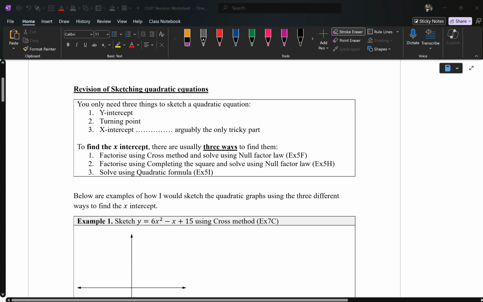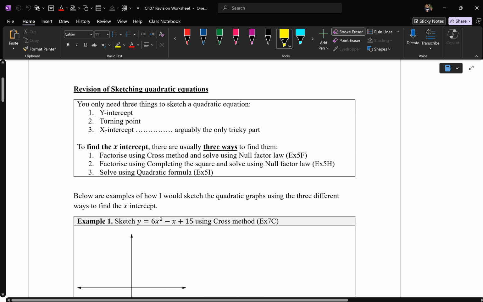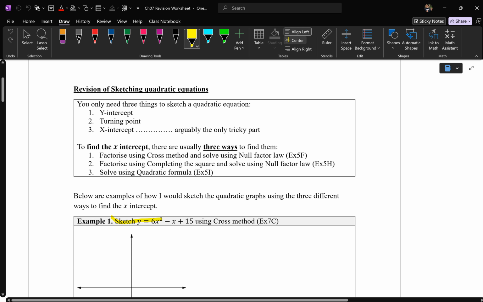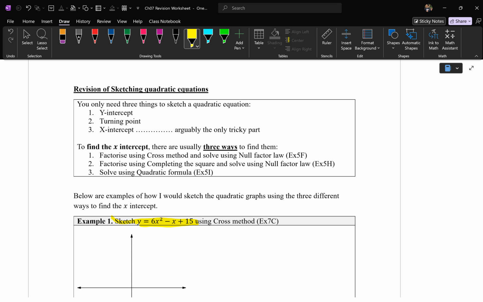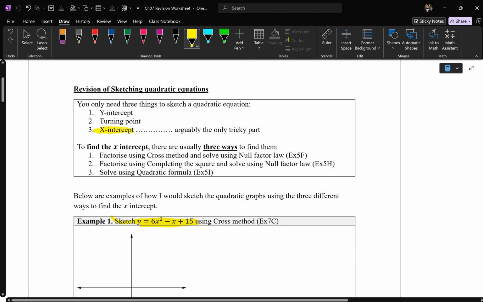And it's recording. Okay, so today's lesson, I'm literally just going to sketch this equation here. Y equals 6x squared minus x plus 15. I'm just going to show you the three different ways that you can approach them. And really, the three different ways comes from just this.